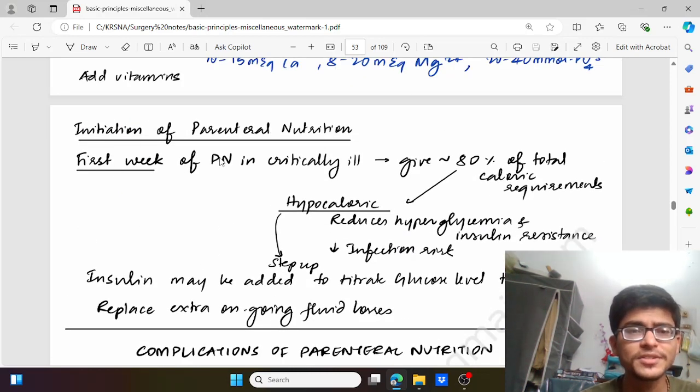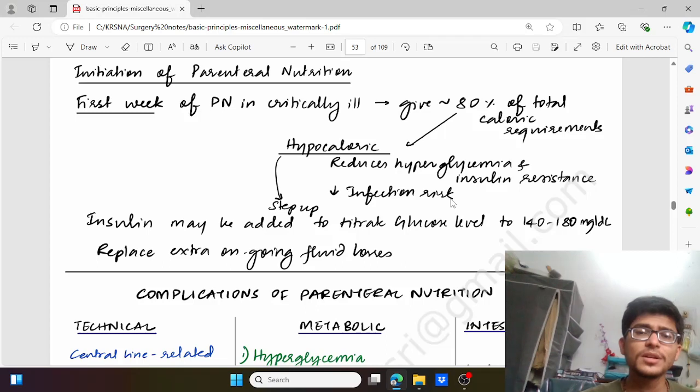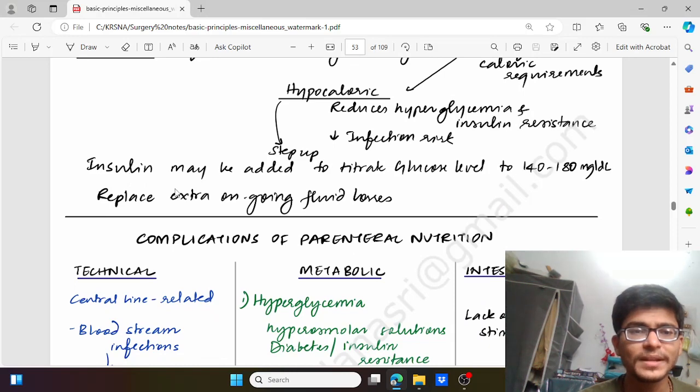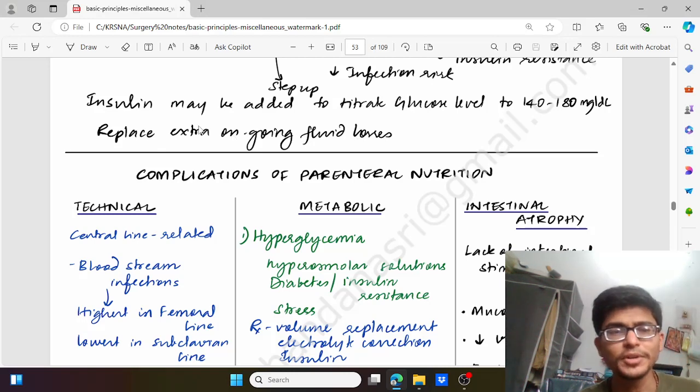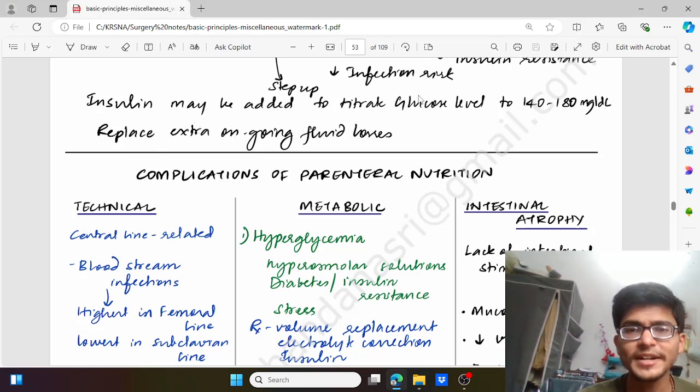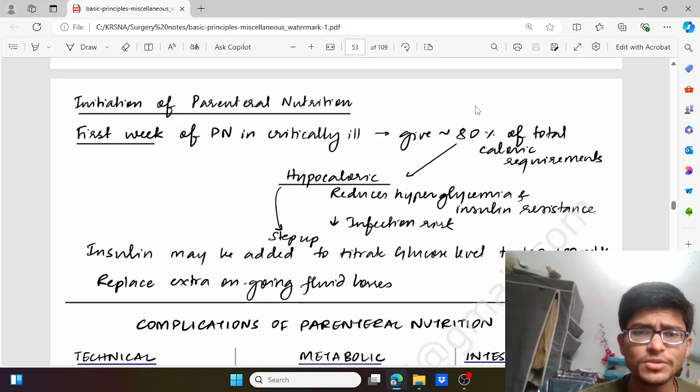So how do we initiate? In the first week of peripheral nutrition in the critically ill, first we give less, that is around 80% of the caloric requirement. That will be hypocaloric, and it reduces hyperglycemia and insulin resistance and decrease chances of infection risk. Then we slowly step up. Insulin may be added to titrate glucose level to 140 to 180 mg per dl. We also have to replace extra ongoing fluid losses. So we have to maintain glucose level around that so that infection is prevented.